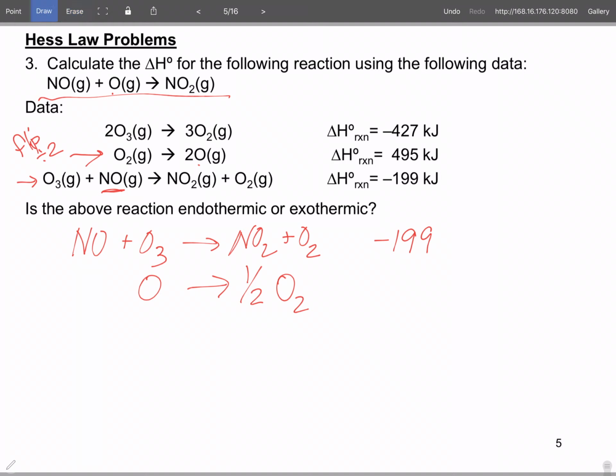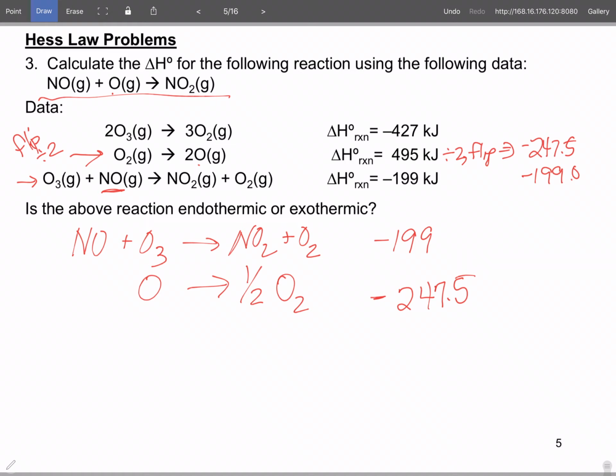So we get a negative because it was positive. So it's negative 247.5. And again, we could have divided it by 2 and flipped. So it'd be negative 247.5. This one was left alone, so it's 199.